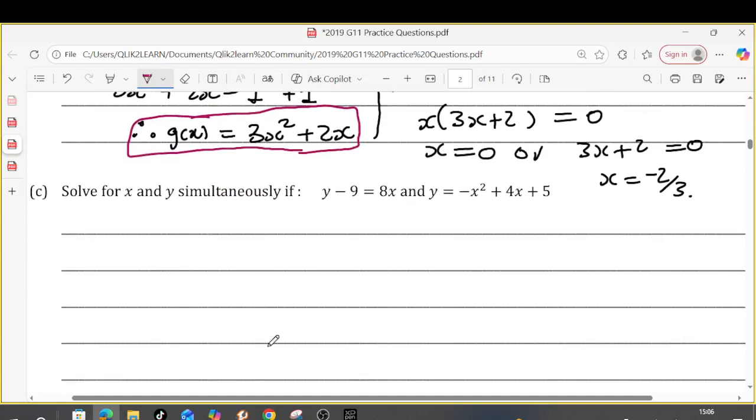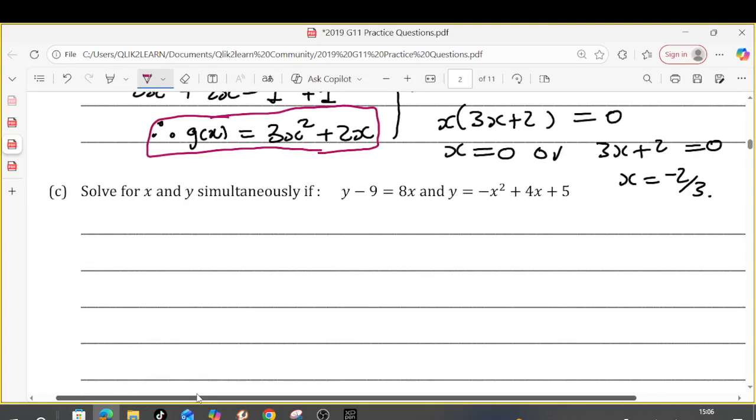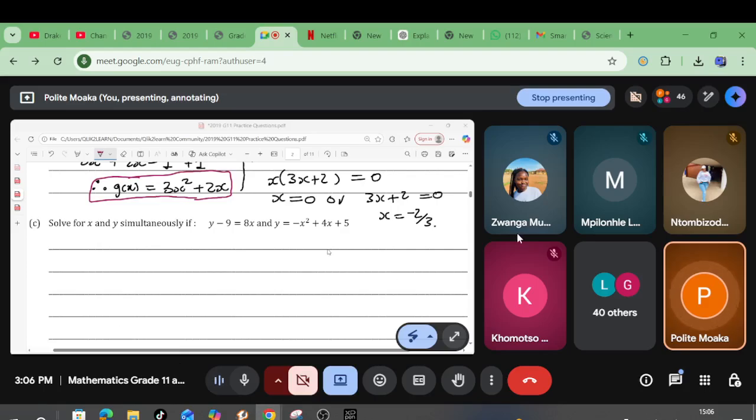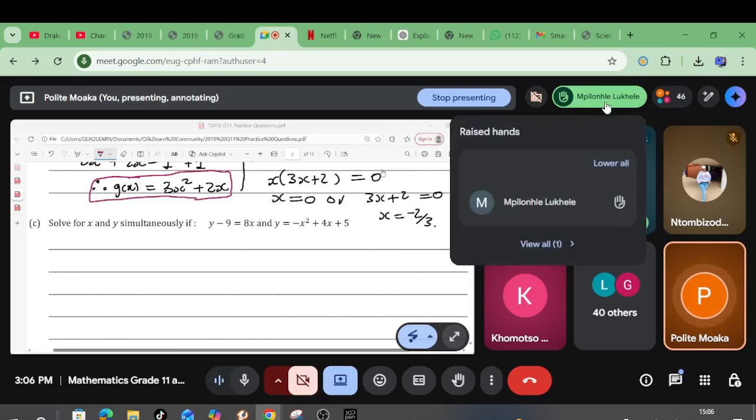Next question, simultaneous equation. This is what I have. Simultaneous equation. Let's see. Do you have any questions? Let me give someone some time to say something on the lesson. How can we solve this simultaneous equation? Do you guys have any idea? How can we work it out? Someone raised a hand.